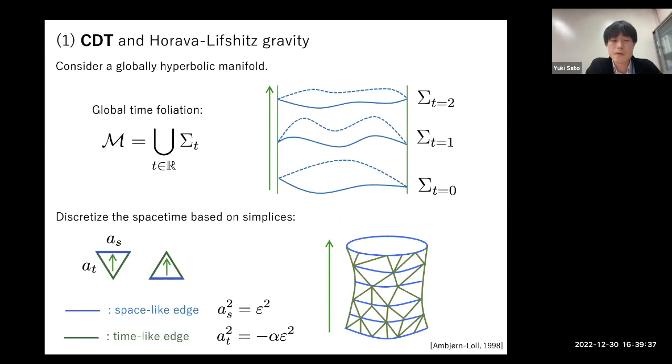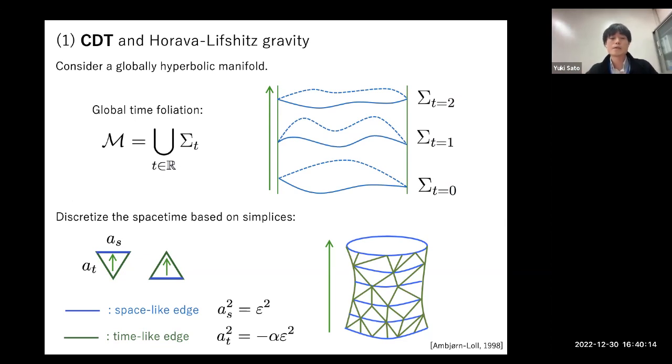So let me first explain what the CDT is. Okay, the starting point is a globally hyperbolic manifold. Such a manifold allows us to introduce the foliation, a global time foliation, like this picture. And each leaf can be considered to be a Cauchy surface. So this means that there is no closed time-like curve. So in this sense, such a Lorentzian geometry is strictly causal.